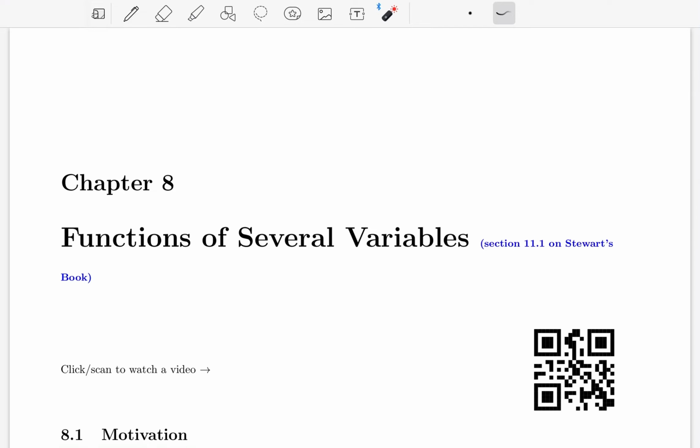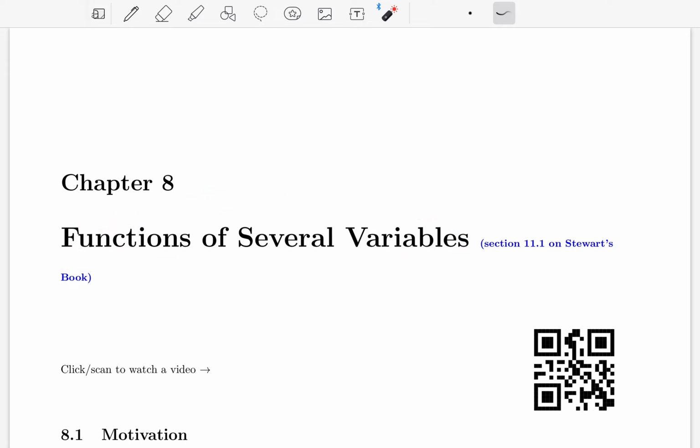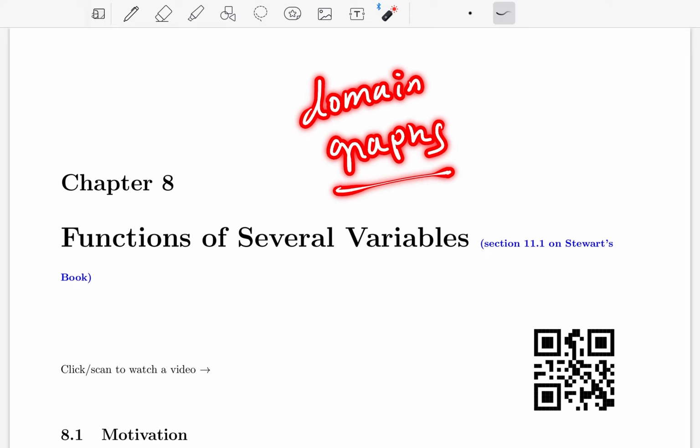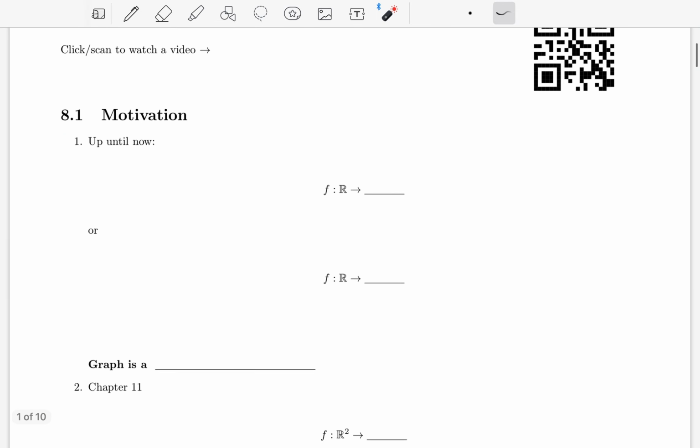Hello. In this video, I'm going to go over section 11.1, functions of several variables. Now, this video will feel a little longer than it actually is because I will be reviewing things like domain and graphs and stuff that you know from previous classes, but I feel it's worth reviewing so that this section makes more sense. Now, before I do that, let me tell you what's happening.